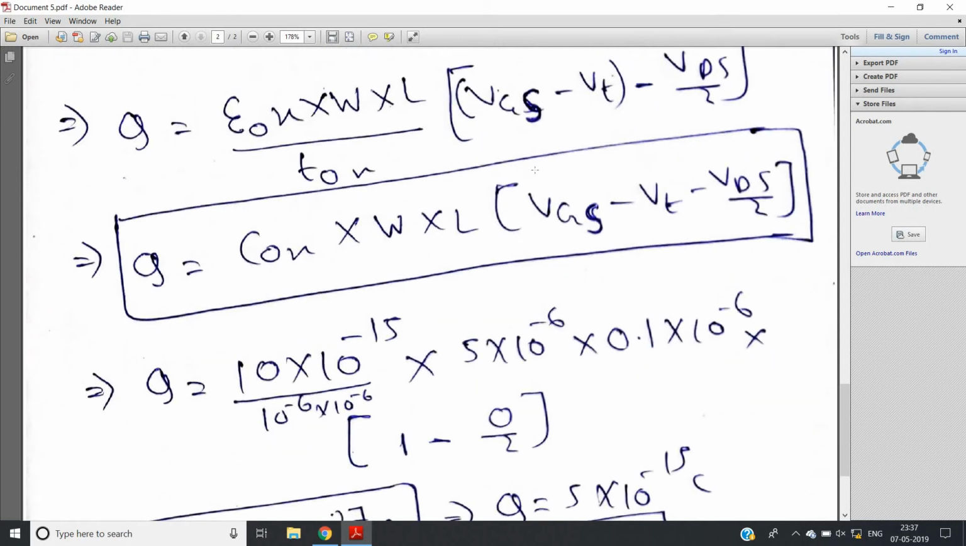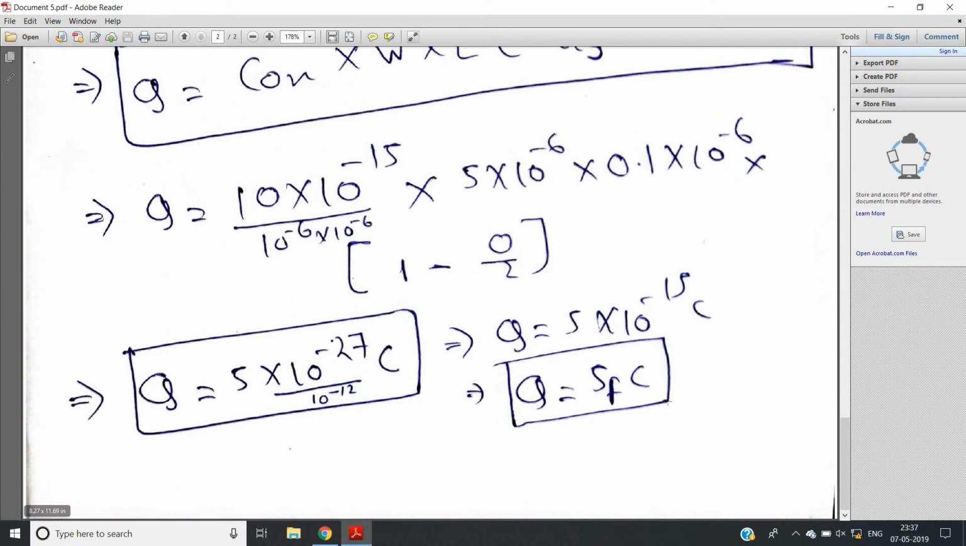Now Vgs minus Vt was directly given as 1 volt in the numerical. So 1 minus Vds, which was 0, as mentioned in the numerical. So 0 by 2 is nothing but 0 only. Now if you solve using a calculator, you get Q equal to 5 into 10 to the power minus 15 coulomb, and that is nothing but 5 femtocoulomb.